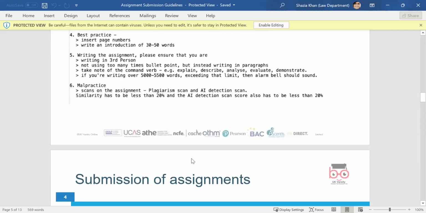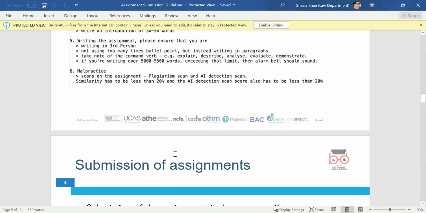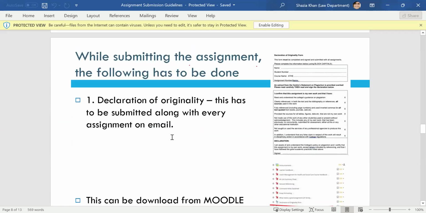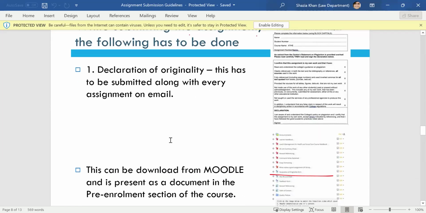I'll show you the malpractice policy and why it's important that you move away from doing anything on AI because it needs to be less than 20% plagiarized. And plagiarism comes up as well. Submission of the assignment on learner work, which you need to do a declaration of originality. And what is a declaration of originality for?